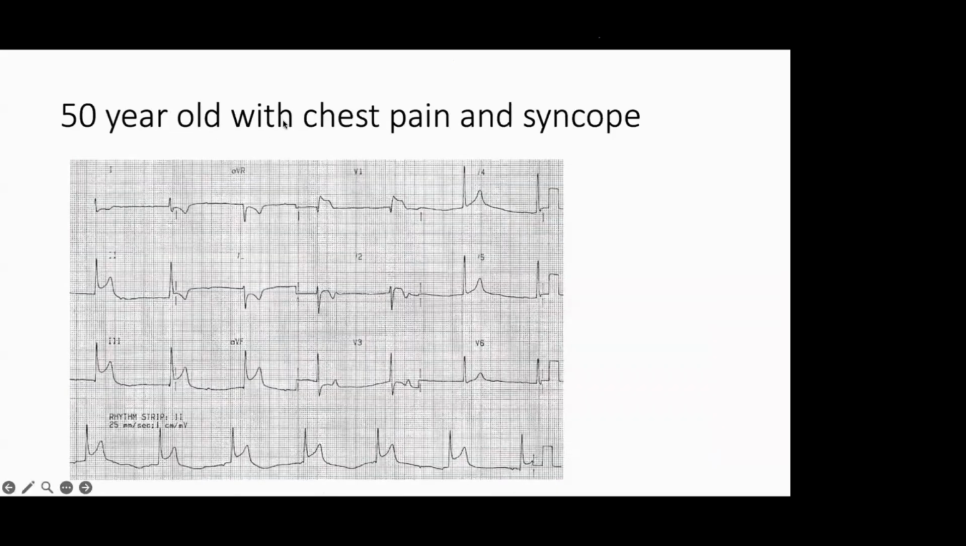This is another one, 50-year-old with chest pain and syncope. Usually chest pain with syncope indicates bradycardia. What is the diagnosis? You will see. Can anyone tell the diagnosis? Inferior wall. Inferior wall MI, correct. What are the other abnormalities? Inferior wall MI, we say syncope. What is the cause of syncope in this patient? Bradycardia.